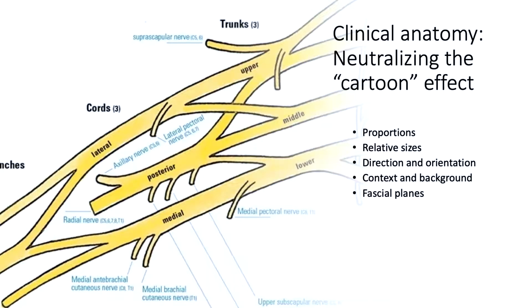So usually what I have to do when I talk about anatomy is neutralize a little bit the cartoon effect that we have in our minds. Because when we think of the brachial plexus, we think of something like this. You know, it's yellow, has labels, and the direction is almost straight out of the neck.